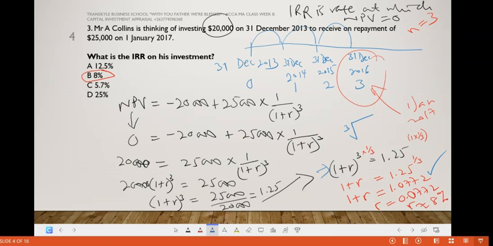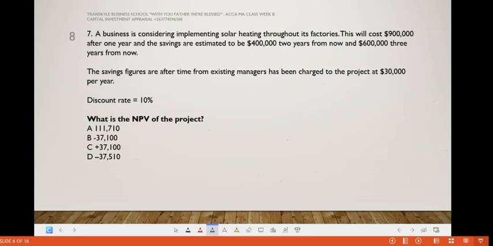And I hope this time we have to skip to question, let me see here, question number 7. Okay, let's go straight to question number 7. A business is considering implementing solar heating throughout its factories. This will cost $900,000 after 1 year, and the savings are estimated to be $400,000 2 years from now, and $600,000 3 years from now.